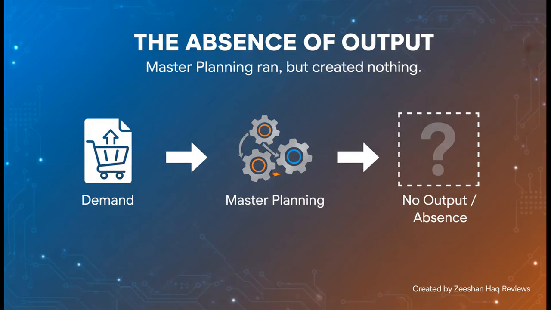You run master planning. The whole thing finishes. But for that one specific item you're watching, crickets. Nothing. No planned purchase order. It's like the system just completely ignored your demand.